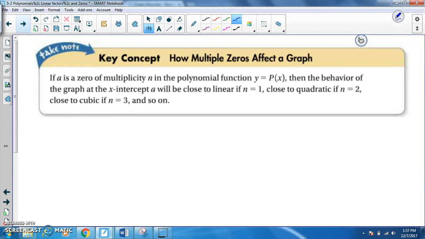Multiplicities and zeros affecting a graph. So if a is a zero of multiplicity n, then for the polynomial function y is equal to p of x, the behavior of the graph at the x-intercept a will be close to a linear if n equals 1, close to a quadratic if n equals 2, close to a cubic if n equals 3, and so on. So it's going to look like whatever the multiplicity is.